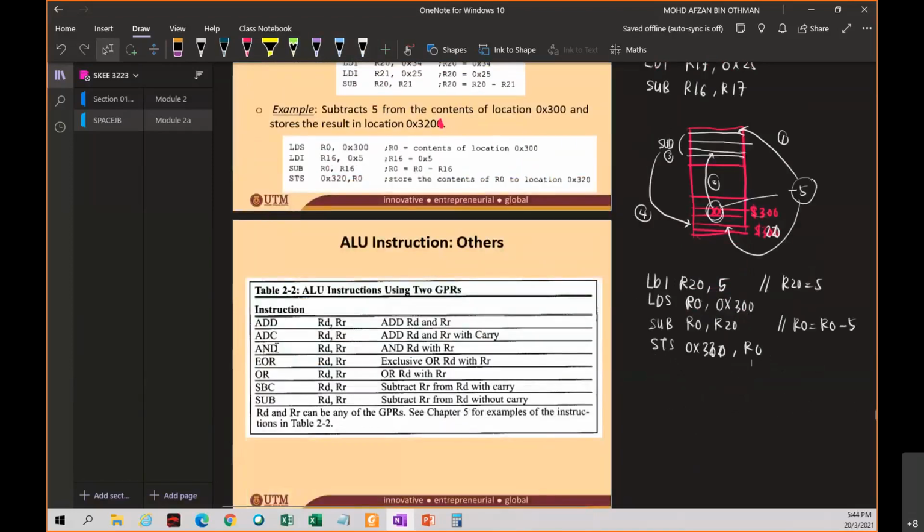ADC, AND do a logical AND, EOR do a logical exclusive OR, OR do a logical OR, SBC, SUB. SBC stands for subtract with carry. Nanti kita akan belajar lagi more details on the next chapter.